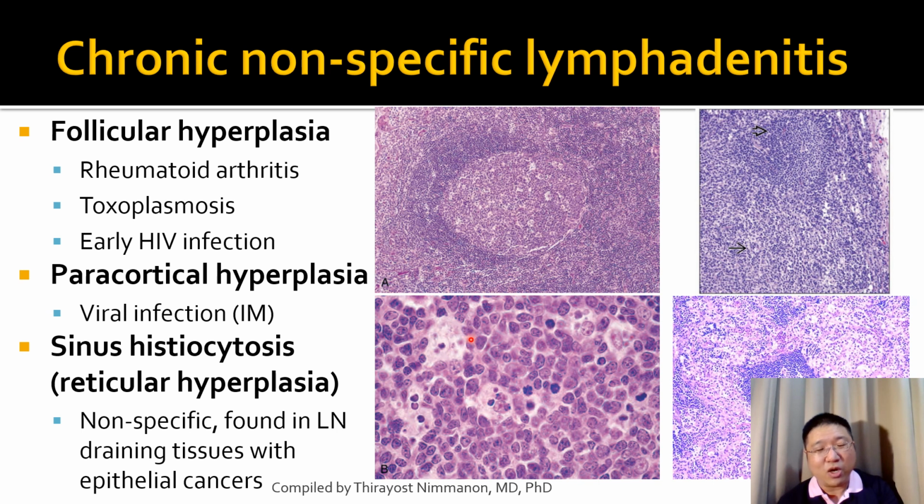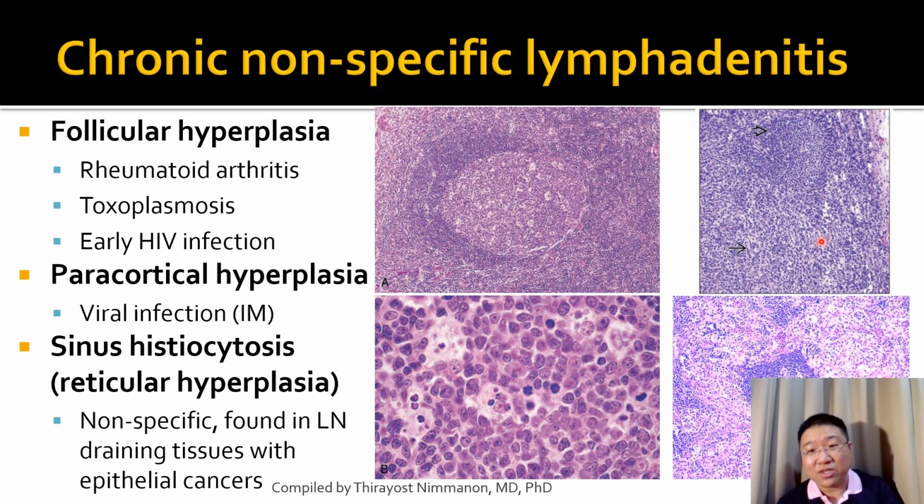The lower picture highlights the tingible body macrophages. We see these macrophages have eaten up the apoptotic bodies. So these cells are called tingible body macrophages. So this is non-specific follicular hyperplasia, which can be seen in rheumatoid arthritis, toxoplasmosis, or early HIV infection.